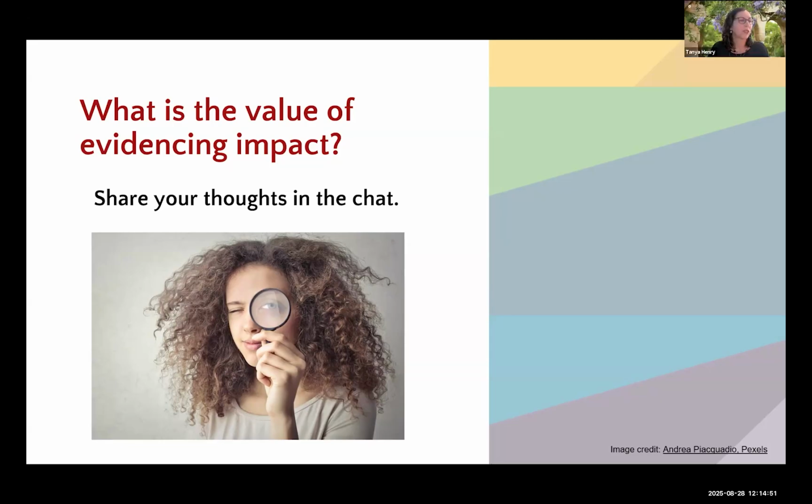Absolutely. Yeah, to identify if new technologies are working as intended. I like that. Reduces the cognitive load. I like that too. Excellent. There's some great thoughts there. Thank you.